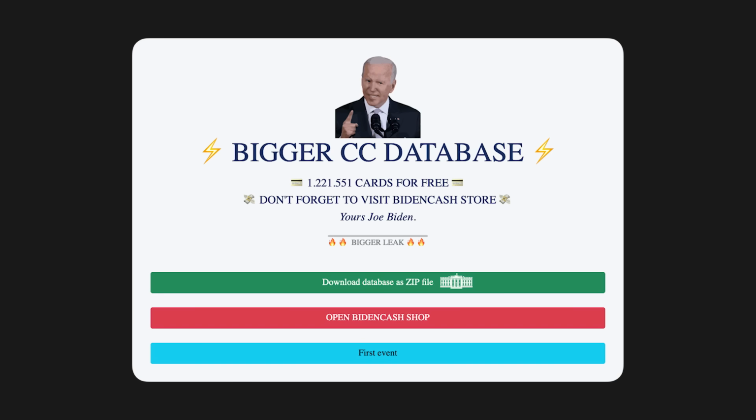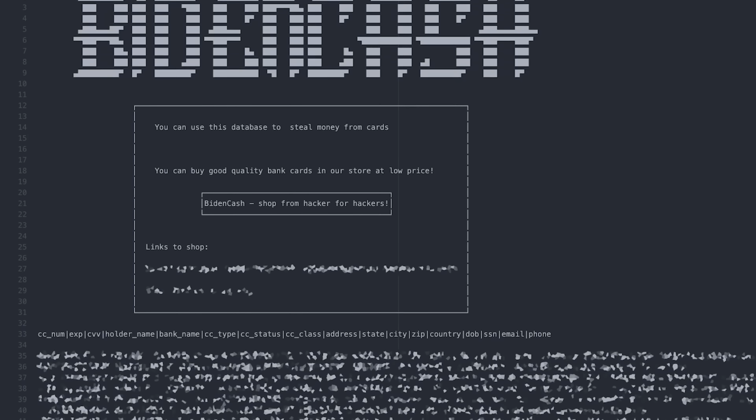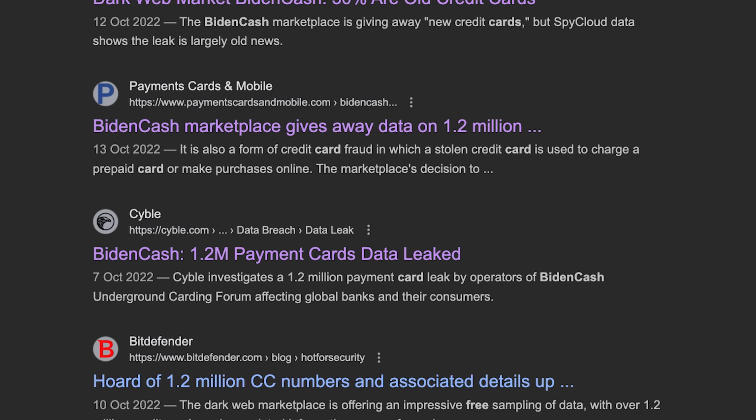The marketplace got a lot of attention when in 2022 they gave away 1 million credit cards. They quite literally published a CSV with the details of over 1 million cards. And it didn't matter that the vast majority of the cards on this list were old and didn't work, it was the attention they were after, and they got a lot of it.